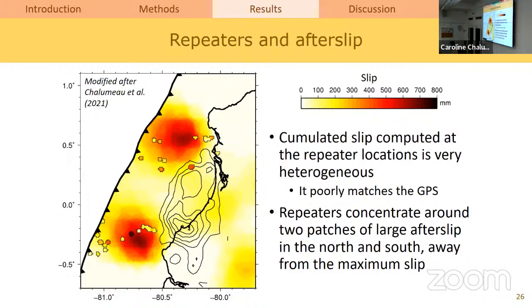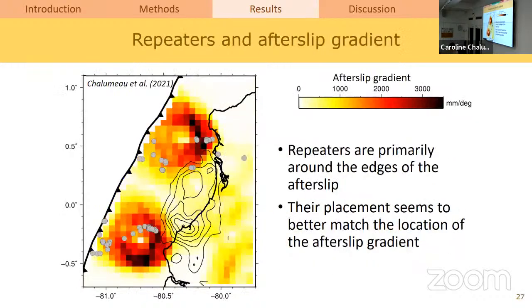of the afterslip. This is actually a region where the afterslip gradient would be high, and I'm showing here that indeed these earthquakes do tend to happen where the afterslip gradient is generally high. And this matches better than the correlation with the afterslip in and of itself.